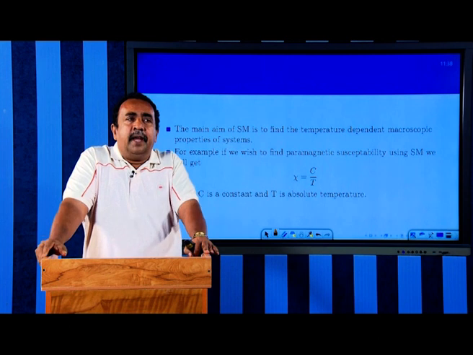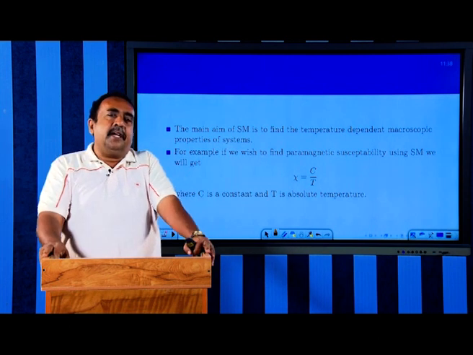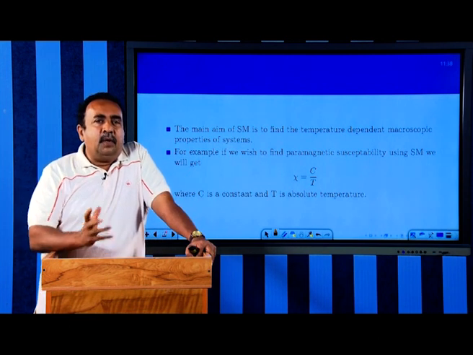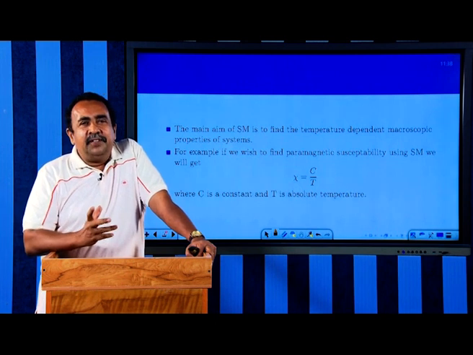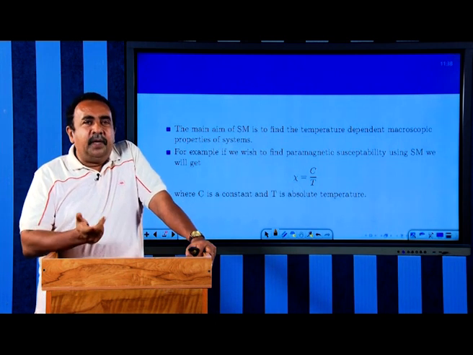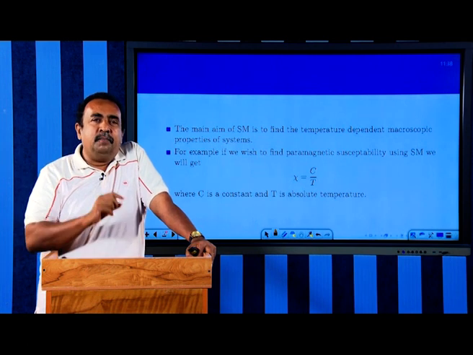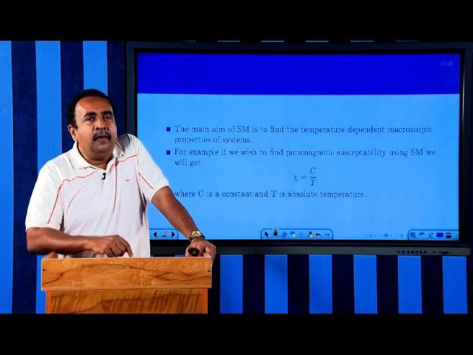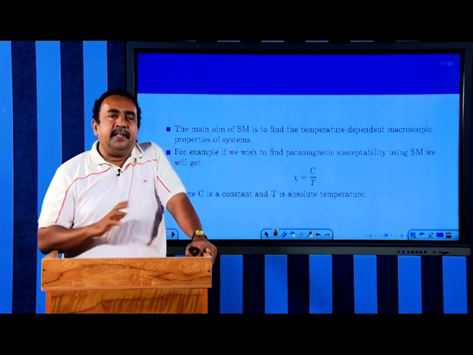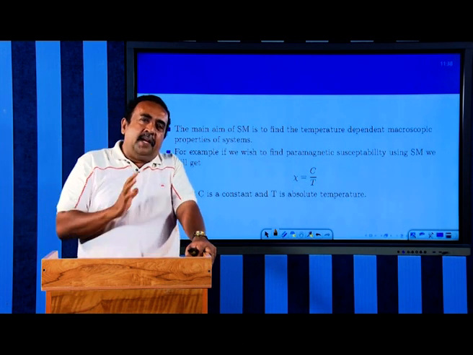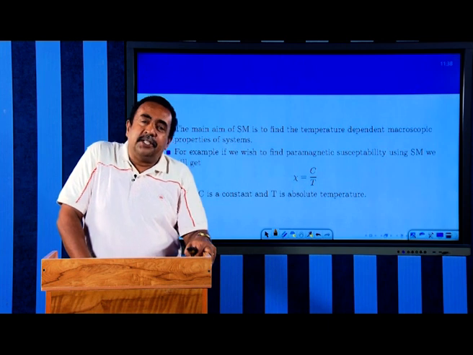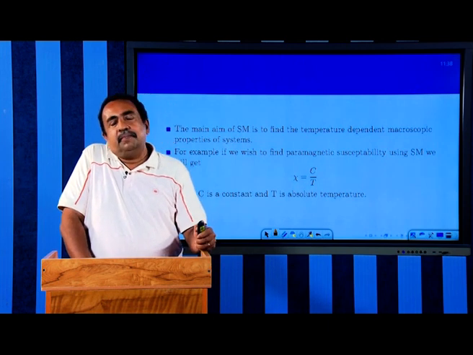Another example that you can have is an ideal gas. In the case of an ideal gas, the basic equations of state are PV is equal to NkT, or P is equal to NkT by V, and E is equal to 3 by 2 NkT. In those two equations, you will be able to see T is on the right hand side. Therefore, statistical mechanics aims to find temperature dependent properties of a system.